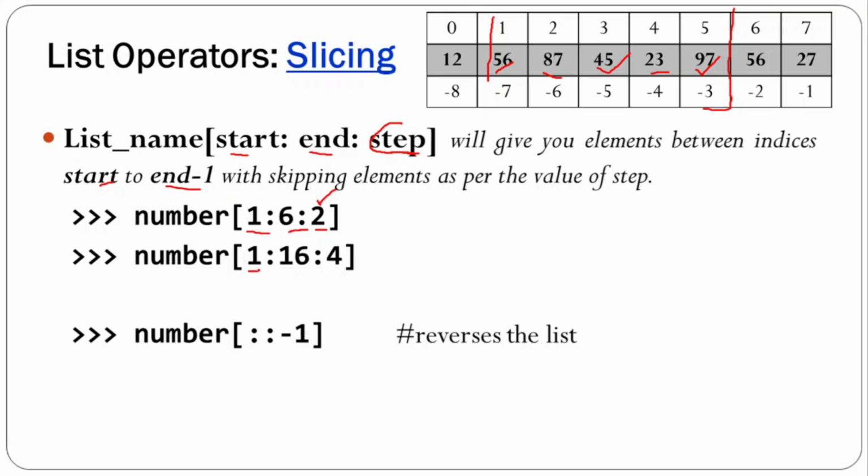In the next example, number[1:16:4]. 16 is not present as an index, so items till the end of the list will be displayed, but a skip parameter 4 is given. So items starting from index 1, 56 will be displayed, then 3 items will be skipped, 1, 2 and 3. After that 97 will be displayed. The output will be 56 and 97. Next statement, [::-1]. This statement is used to reverse the list.